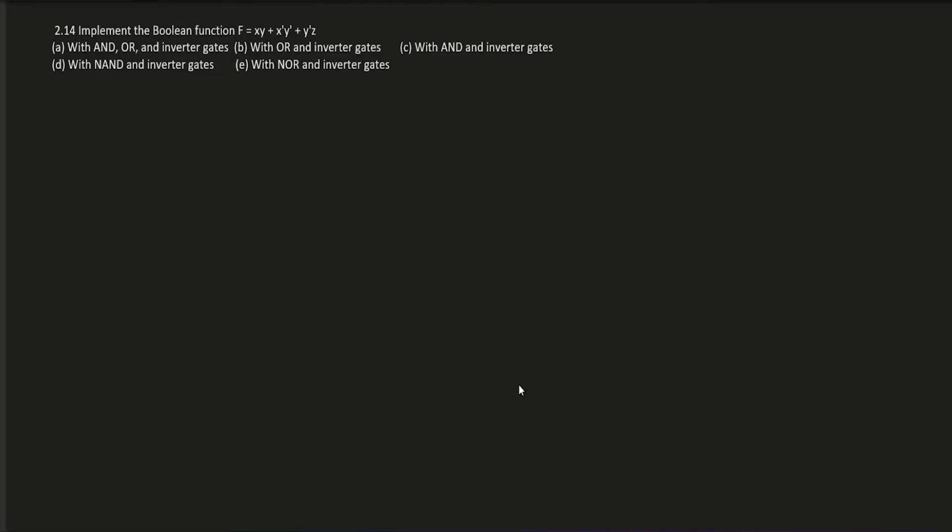Okay, the next question. This is one interesting question. We should draw the logic diagram with the different gates mentioned. So let's take xy plus x bar y bar plus y bar z. The first option is using AND, OR and inverter gates.